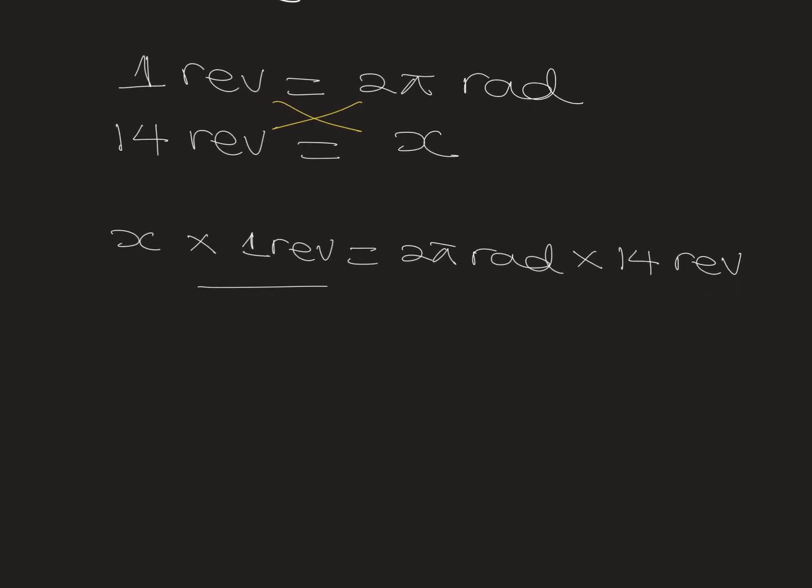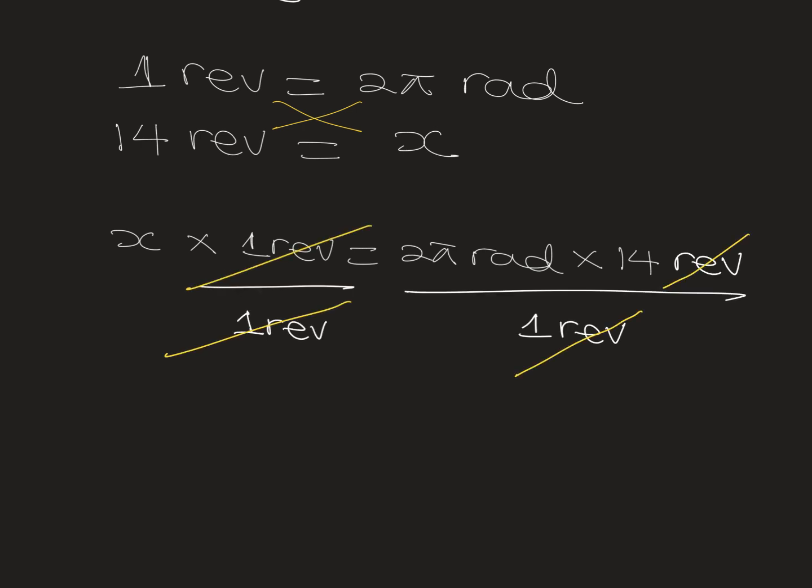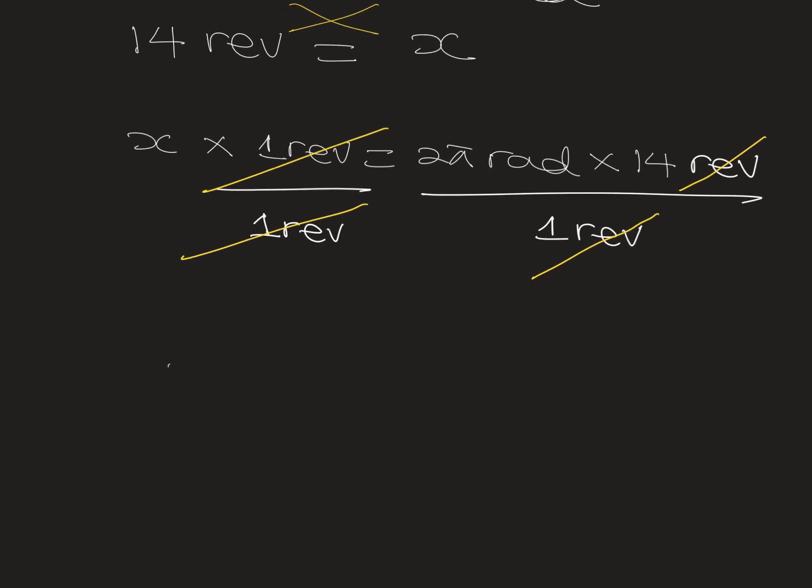So to find x, we divide both sides by 1 revolution. That 1 revolution here will cancel out. Revolution will cancel revolution. So x is equal to 28 pi radians. Okay, so which means we have been able to convert the angular displacement from revolutions to radians.